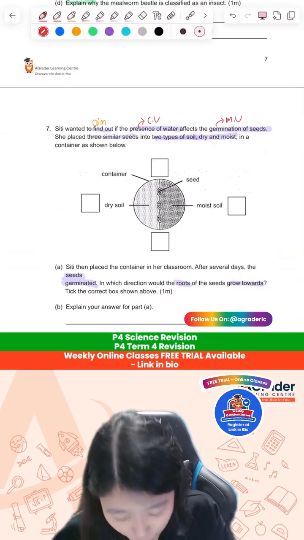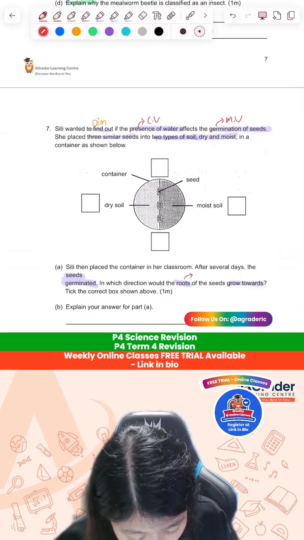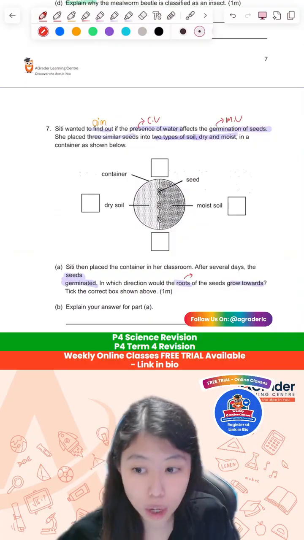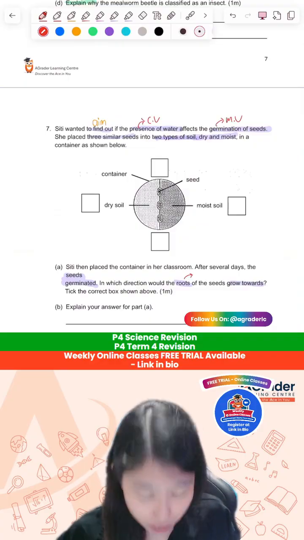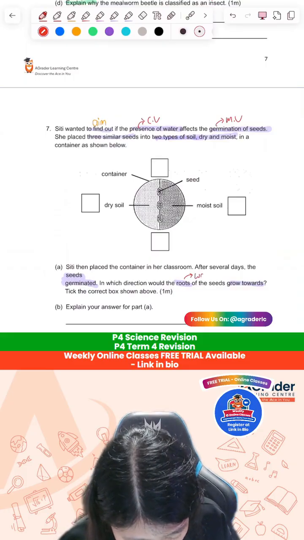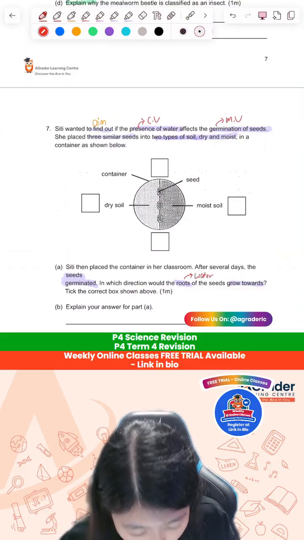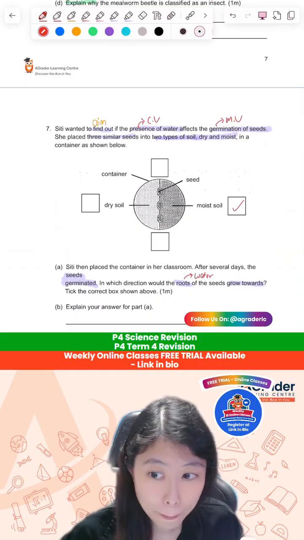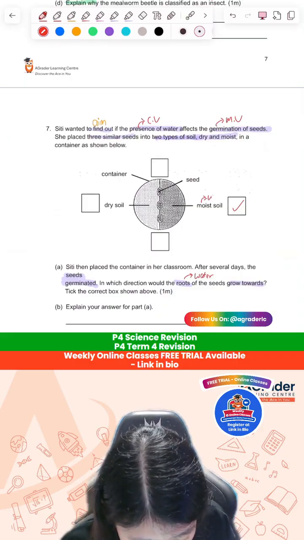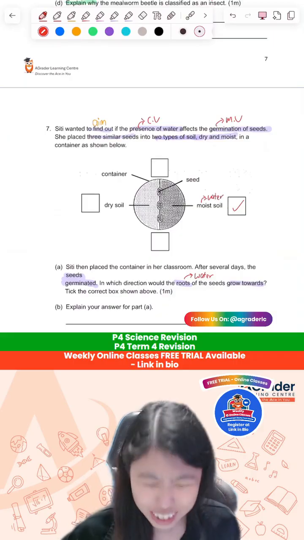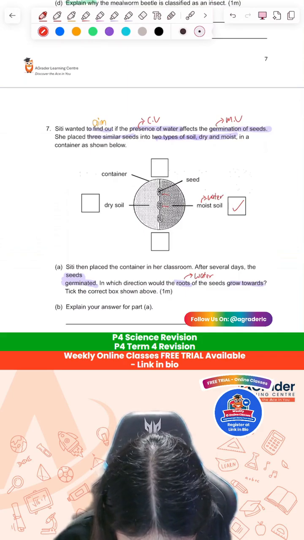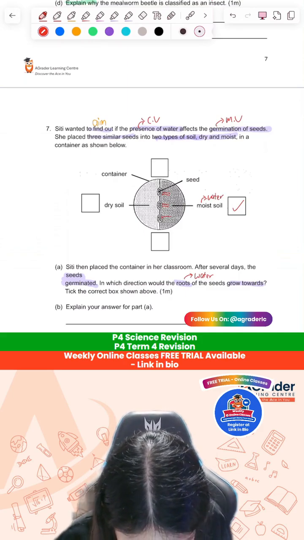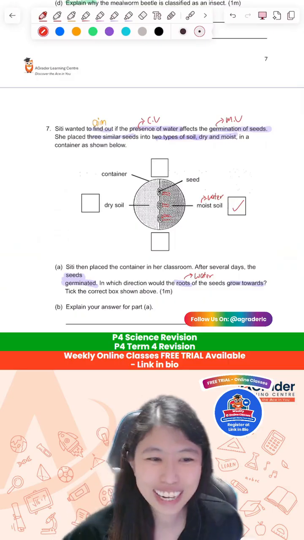Very good, all of you. Yes, roots need water. The job of the roots is to get water. Roots absorb water. It will grow towards the moist soil, so it will grow in this direction. You have to put a tick there. Moist means there is water. So you will see roots growing to the right, not up, not down.